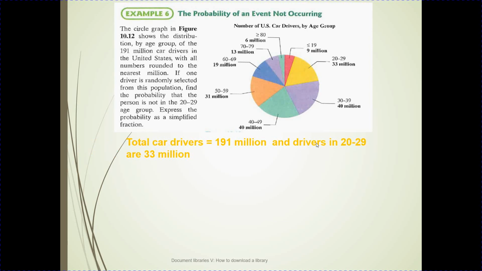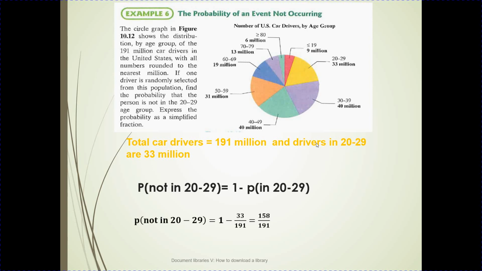And the drivers in 20 to 29 are 33 million, which means that we can easily get the probability of the event. So the probability of the event not occurring will be 1 minus the probability of the event where the drivers are in age group 20 to 29. So take the difference of 1 and 33 over 191, and you will get exactly 158 divided by 191. So this is the probability of an event not occurring.